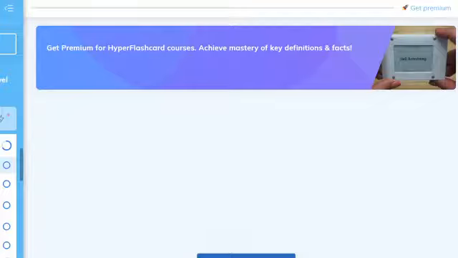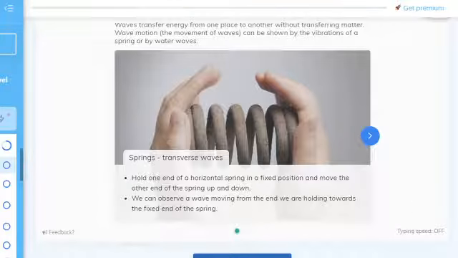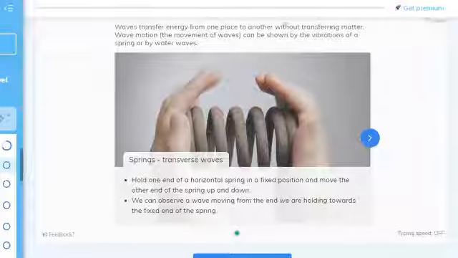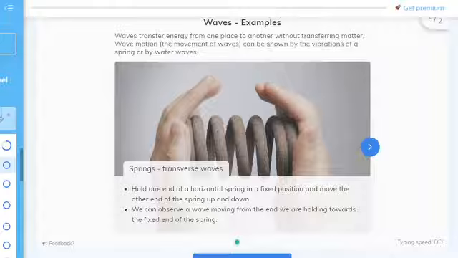So basically I want to do something I can teach very easily because I know it off by heart. This is progressive waves, wave speed, phase difference, longitudinal and transverse. Waves transfer energy from one place to another without transferring matter. That means the particles in the wave don't actually move, they just move energy.